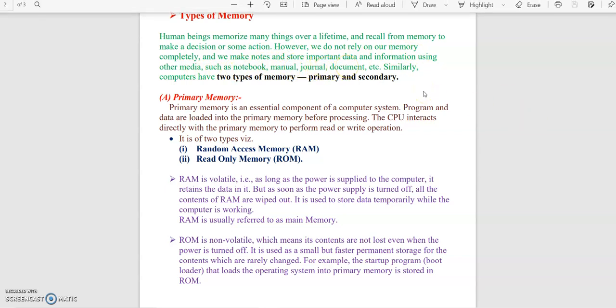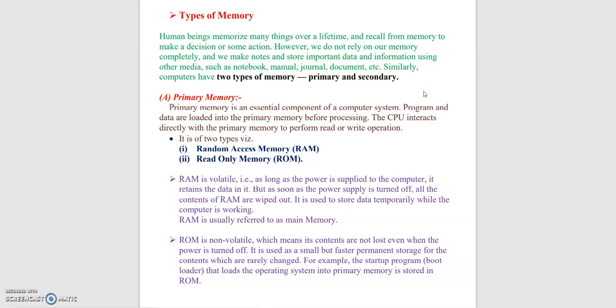So you see, when you are writing notes, you have to write 10 pages of note. You cannot completely memorize all that 10 pages exactly inside your brain. You can only memorize some of the ideas about it. The rest you have to write it. So similarly, the computers also have two types of memory, the primary and the secondary.